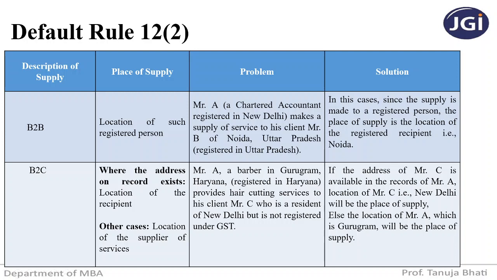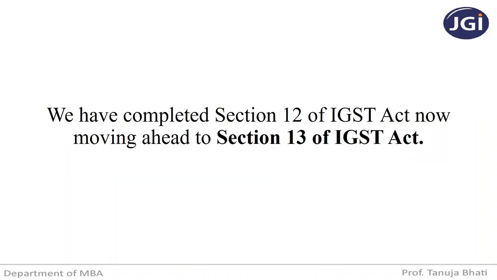So this default rule has to be applied only when it is covering those services which are not covered in the services mentioned under section 12 subsection 3 to section 12 subsection 4. Then you need to apply this default rule. Or if you're not able to find the particular provision, then you need to apply this default rule. So with this we have completed section 12 of the IGST Act.